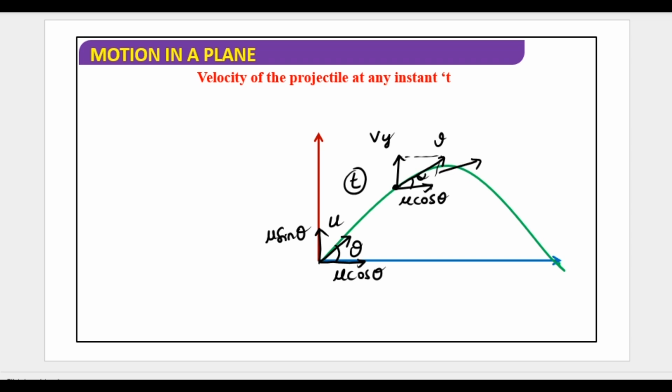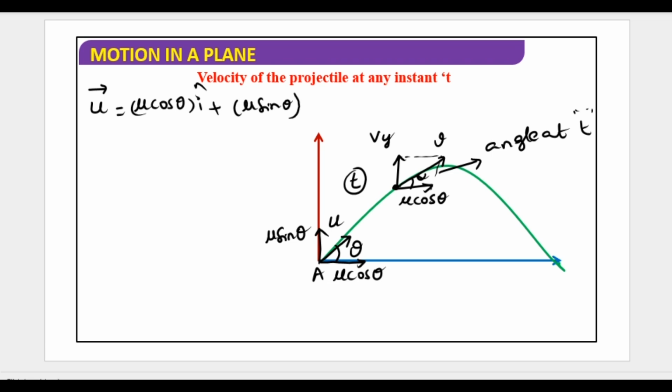This is called the angle at any time. Then find the velocity of the projectile after certain time t. First write the initial velocity. Initial velocity means at point A, what is the velocity? That is the initial velocity in vector form. We can write u cos theta i cap plus u sin theta j cap.